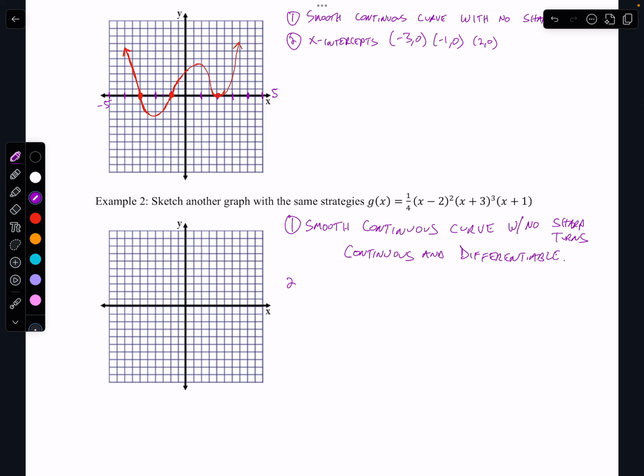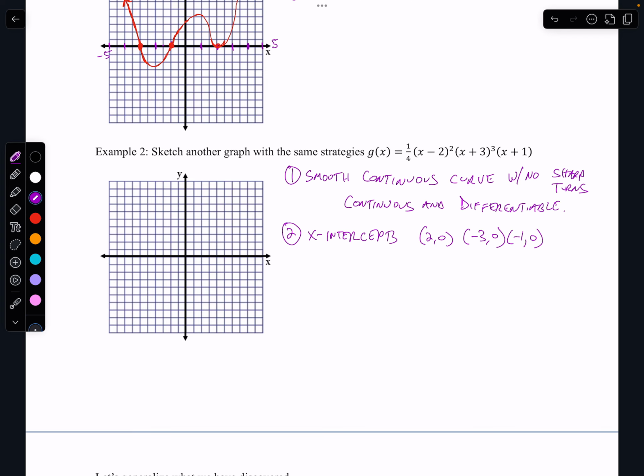Okay, number 2, we know our x-intercepts. Our x-intercepts on this one will be 2, 0, because the x-coordinate that makes this factor 0 is 2. The x-coordinate that makes this factor 0 is -3. And then the x-coordinate that makes this factor 0 is -1. So we've got -3 and -1, 0. So we know those.